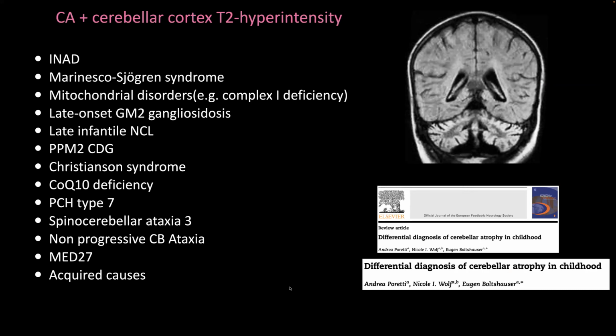I'll open the case. Another question which I have, sir, is that mitochondrial disorders, complex 1 deficiency, which has been mentioned here, can it present with no basal ganglia or brainstem involvement and only progressive cerebellar atrophy with FLAIR hyperintensities, as in our case?